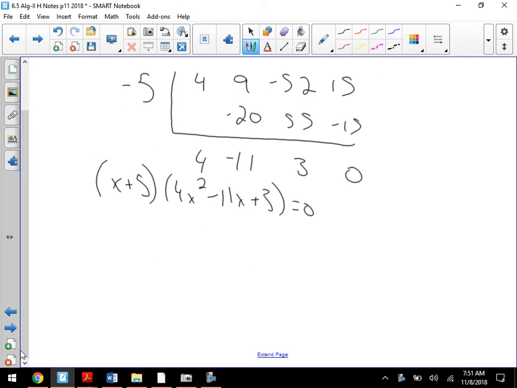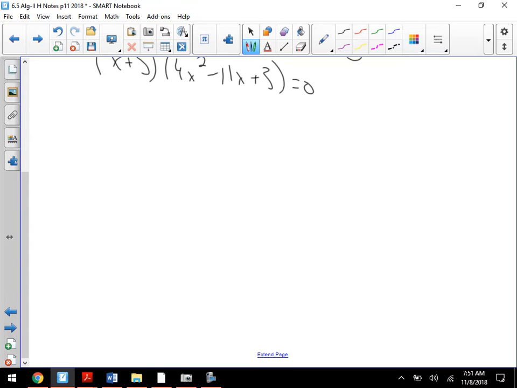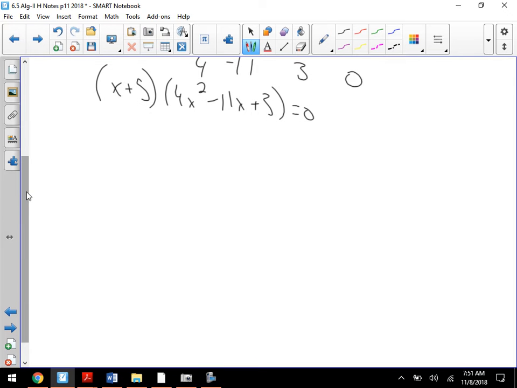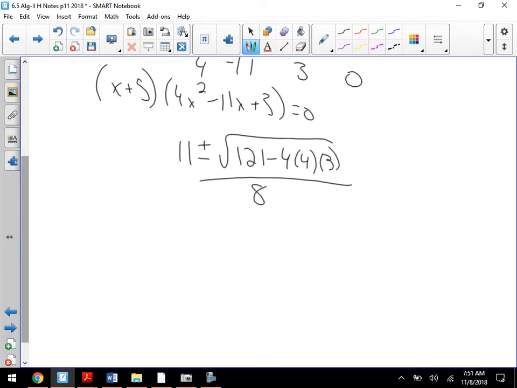Well, most of you probably said, okay, what times what is 12, but you add together to get negative 11? Nothing. But you probably thought, I know it's 12 to 1. Oh, it doesn't work because it's positive at the end and negative in the middle, so there's no combination there. That's when you see that happening, that means you have to use the quadratic formula. So this one you have to use the quadratic formula: opposite of b plus or minus the square root of b squared minus 4 times a times c, all over 2a.